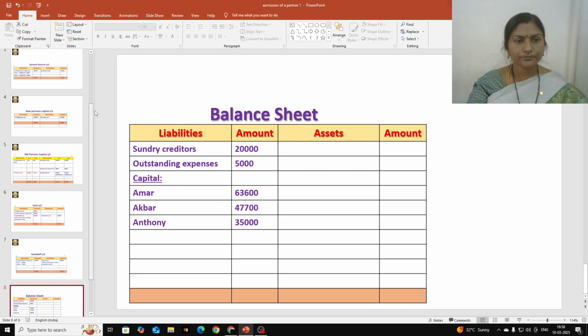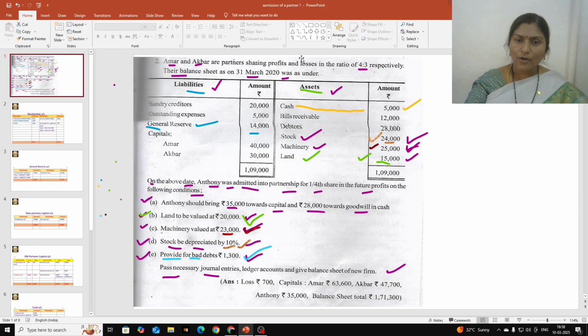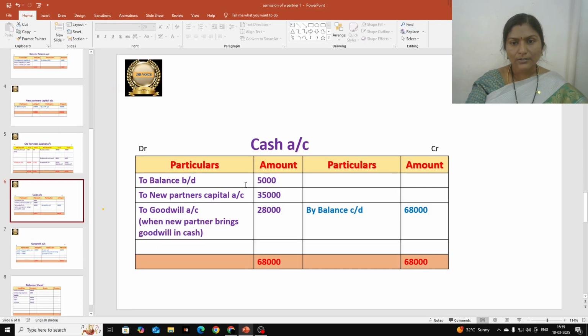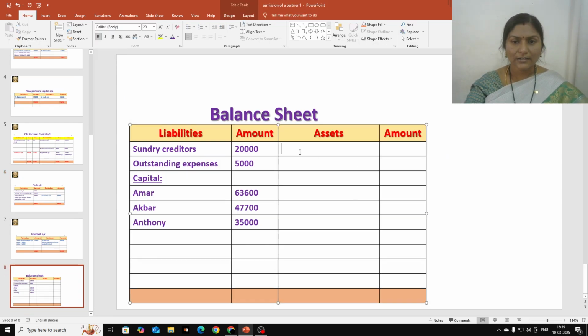Let us go to next. Balance sheet, liability side, whatever items are given, all we recorded along with the changes. Let us go to asset side. First item is cash, students. In the old balance sheet they had 5,000 worth of cash. Now we prepared cash account, so we should take that balance carried on value. Let us see how much we have in cash account as balance. You can see here, by balance carried on 68,000. We should take that in the new balance sheet. Let us take that cash, 68,000.